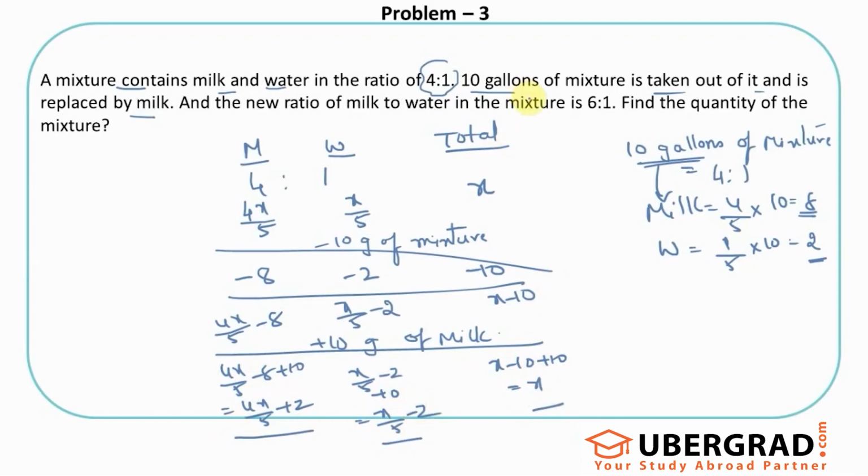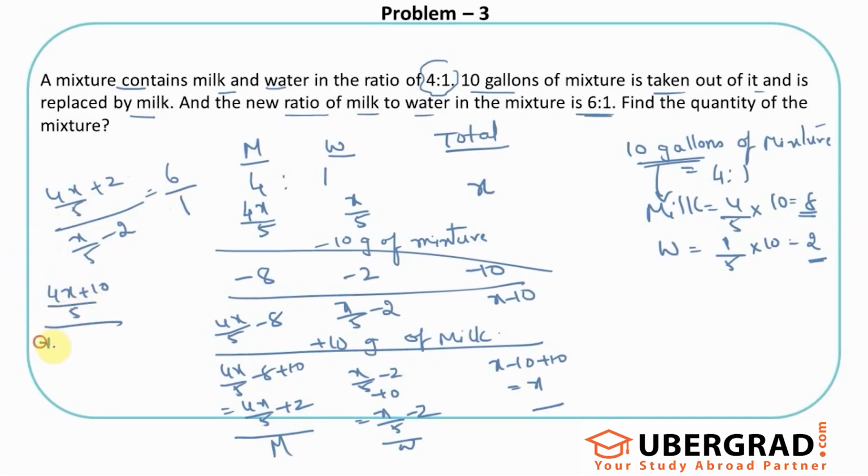Once we have removed some mixture and added milk back to it, they are saying the new ratio of milk to water is 6:1 in the new mixture. So milk is this, water is this, so the ratio is 4x by 5 plus 2 over x by 5 minus 2 equals 6 by 1. Right, so this can be further written as (4x plus 10) by 5 over (x minus 10) by 5 equals 6 by 1. I cross multiply. 4x plus 10 equals 6x minus 60. 60 plus 10, 70. 2x equals 70, x is equal to 35.